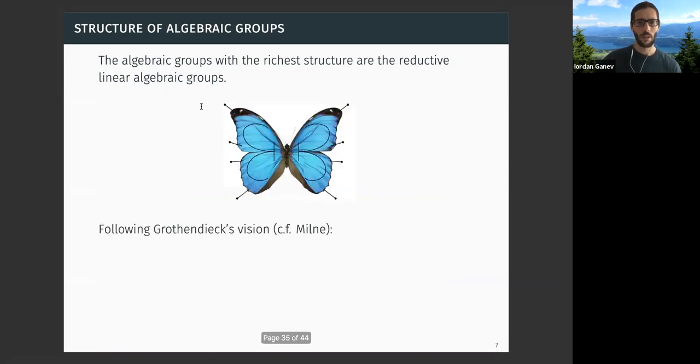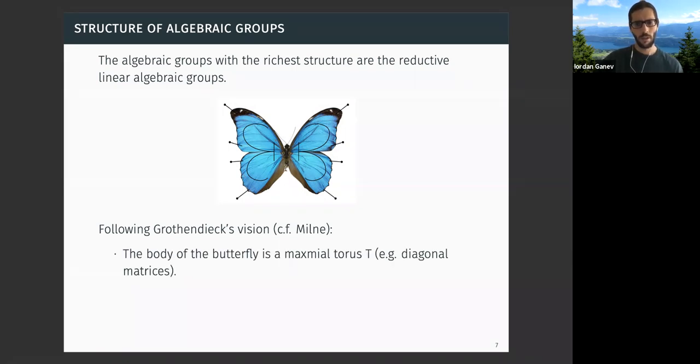And I like this. This is taken from Milne's notes. So you can think of an algebraic group as a butterfly. And this sort of way of thinking about things goes back to Grothendieck, I believe. And the body of the butterfly is the maximal torus T. So in the case of GL2, we have the diagonal matrices. Those are kind of the body, what's in the center. Not the center mathematically, just the center of the object.